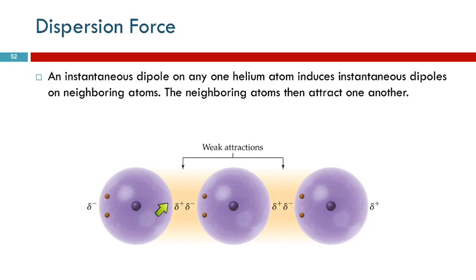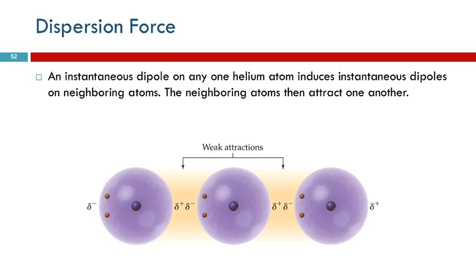They're attracted to this positive charge over here. That creates an instantaneous dipole in this atom and the force of attraction between the 2 atoms. It's very weak, very temporary. And then this one got lopsided, and so that caused this one to get lopsided, and these effects just kind of go throughout the substance. That is the dispersion force.